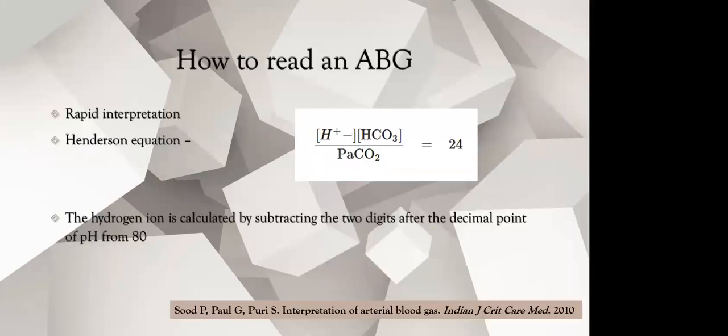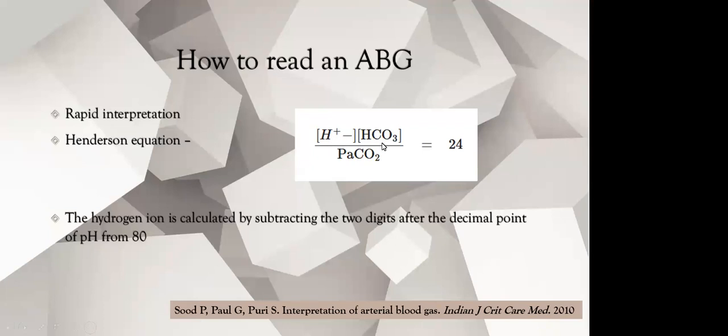A very experienced intensivist might pick up a few clinical signs, but for young amateurs like us, in order to find out what disorder a patient has, what kind of imbalance he's in right now, we must be able to read an ABG. So let's understand how to read an ABG. I would like to emphasize rapid interpretation of ABG. This is called the Henderson equation. Whenever we get an ABG report, to identify whether it is reliable or not, we can just use this equation.